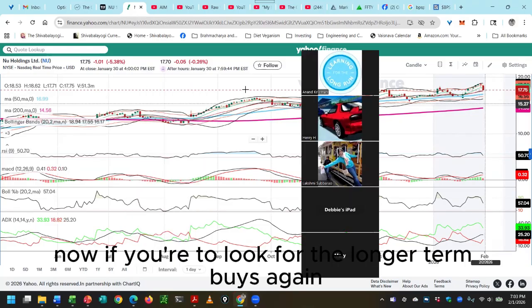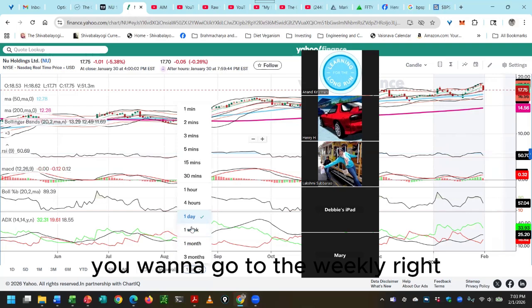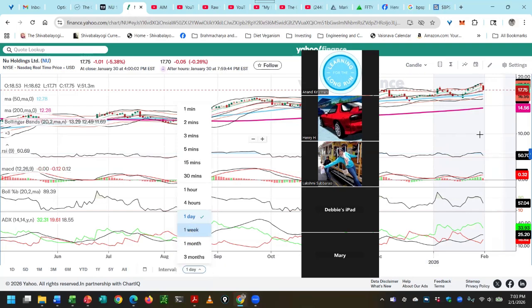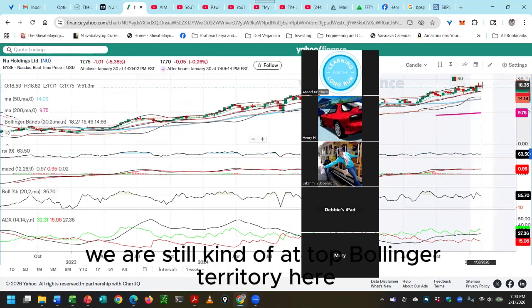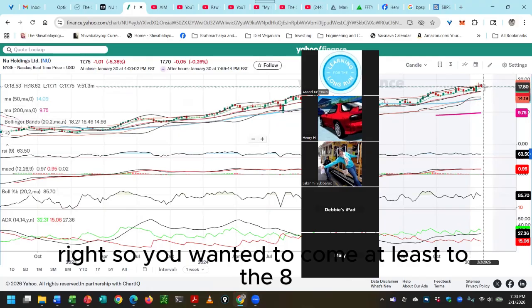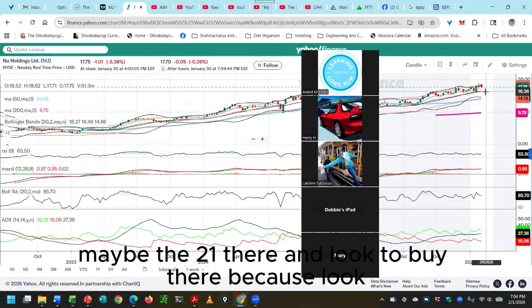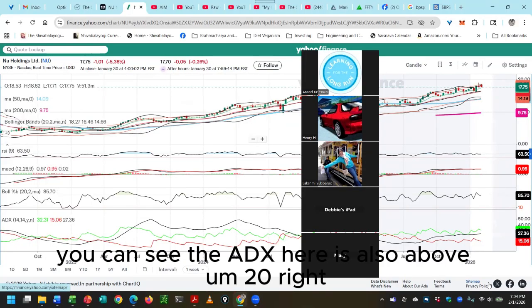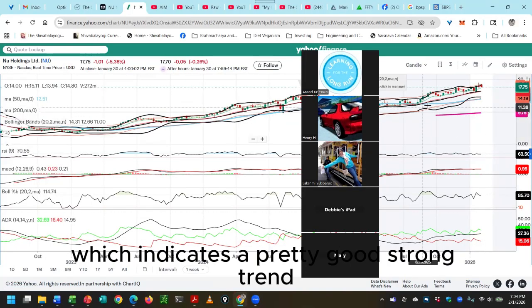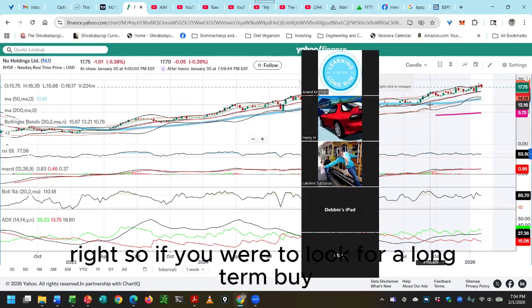Now, if you were to look for the longer term buys, again, you want to go to the weekly. And you can see we are still at top Bollinger territory here. So you want it to come at least to the 8, maybe the 21 there, and look to buy there. Because look, you can see the ADX here is also above 20, which indicates a pretty good strong trend.